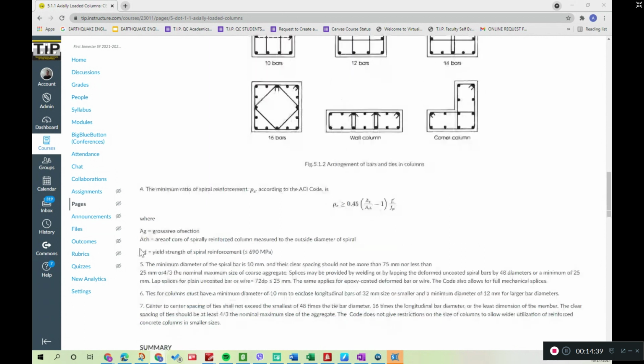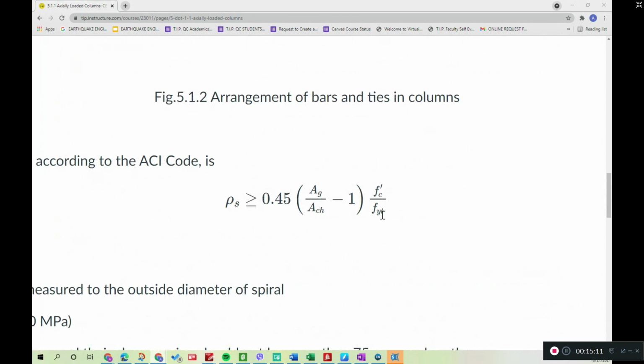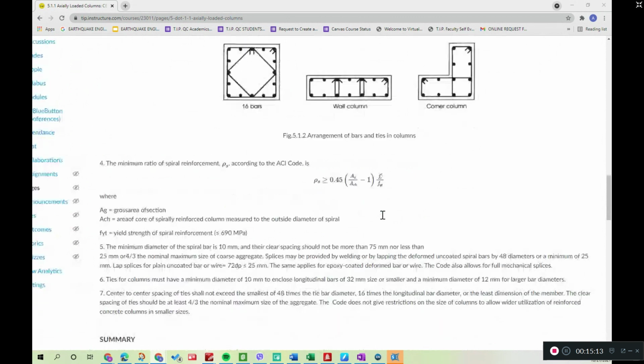Okay, so the minimum ratio is spiral, so that's 2:1, and for the FYP, if it's not given, I would like you to please use the main bar yield stress. Say for example, 413.70. Please use that. But if I indeed have a different FY for the tie, then use that.